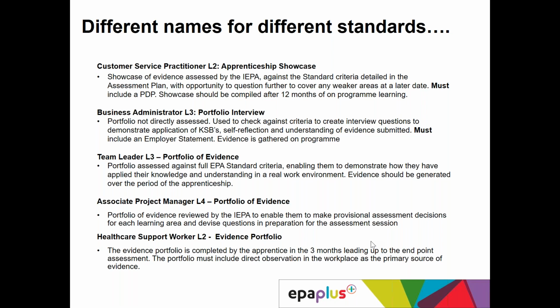And Healthcare Support Worker Level 2, it's an evidence portfolio. The evidence portfolio is completed by the apprentices in the 3 months leading up to the endpoint assessment. The portfolio must include direct observation in the workplace as the primary source of evidence.